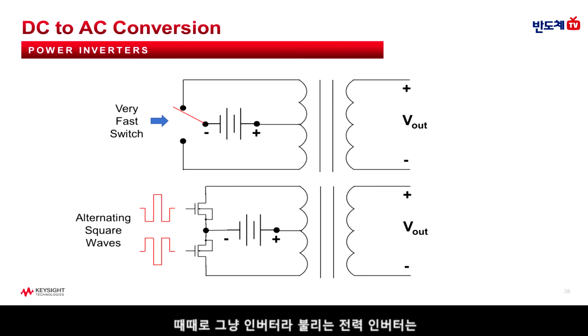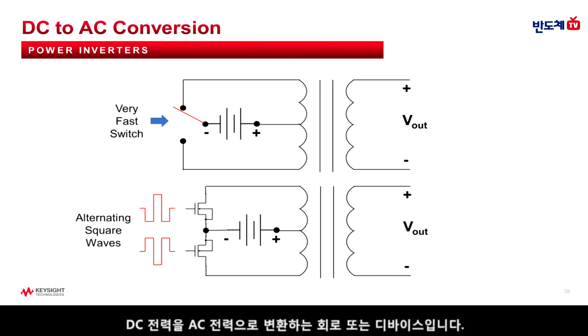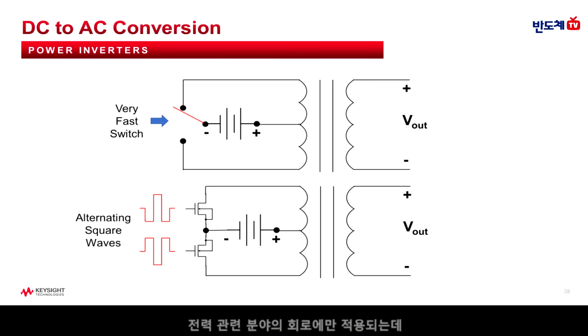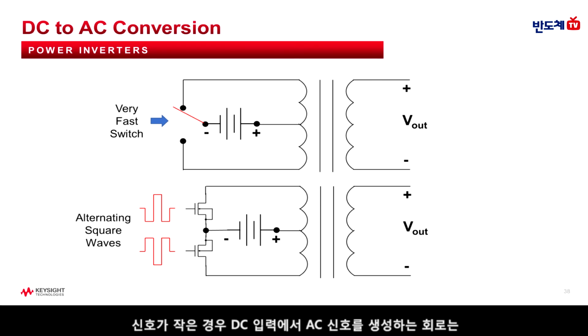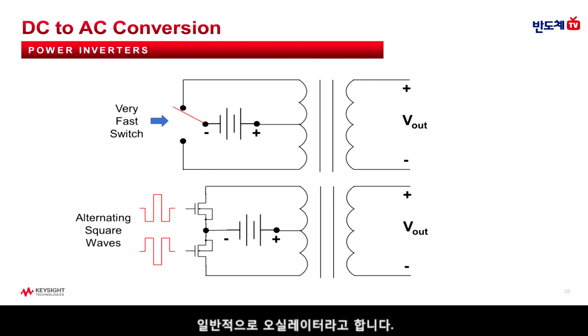Now, a power inverter, which is sometimes just called an inverter, is a circuit or device that converts DC power into AC power. And again, the term inverter typically only applies to circuits and applications involved with power, where you have very large voltages and currents. Because in small signal applications, circuits that create AC signals from DC input are generally just known as oscillators.